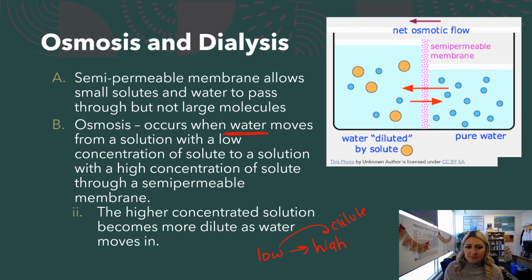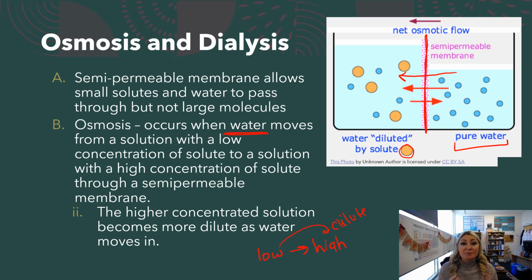So looking at the image that we have here, we have a semi-permeable membrane. So whatever these solute molecules are, they are big enough that they will not pass through the semi-permeable membrane. So we have pure water on the right-hand side, and we have some solute particles on the left-hand side. So water will move in both directions. That's something to keep in mind. Water is going to move to the left and to the right.